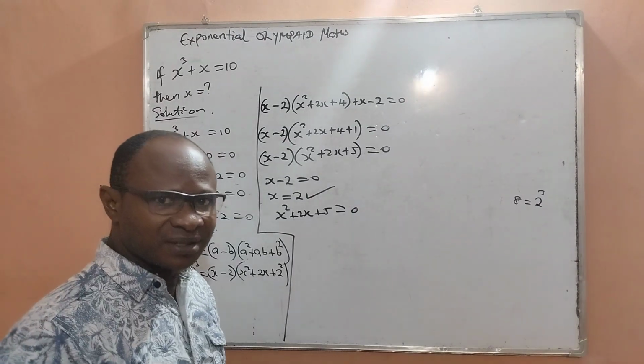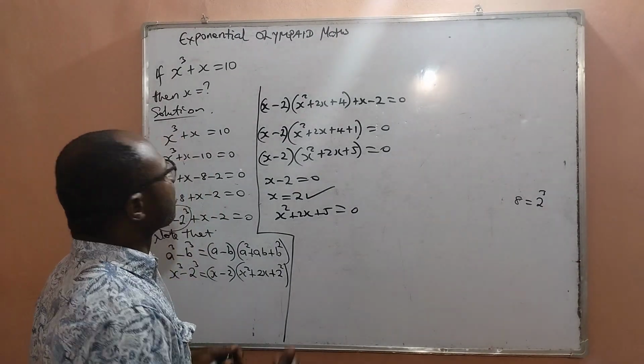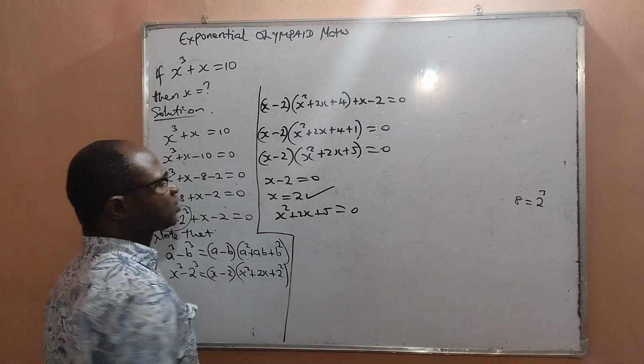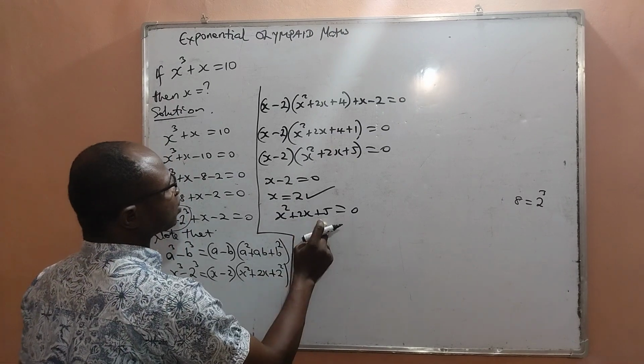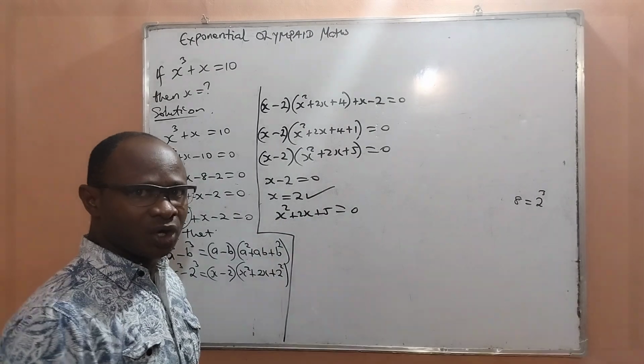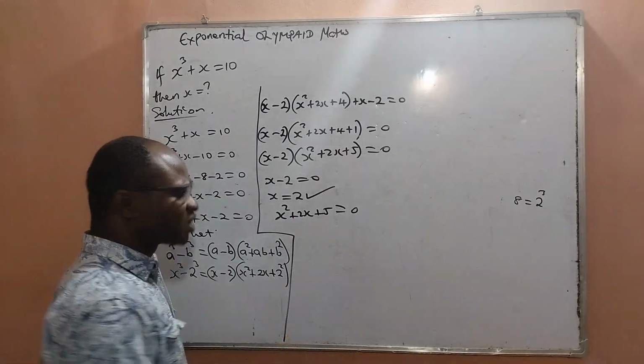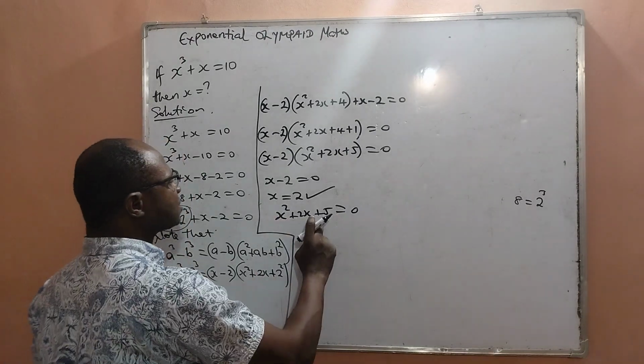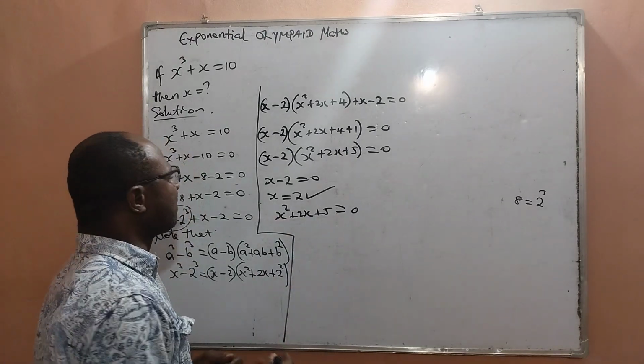My interest here is just the real values, okay? So I have to find out from this quadratic equation if the values of x are going to be real or complex. And if it is complex, we reject it. And if it is real, we take it. So how do we then check if it is real or complex?